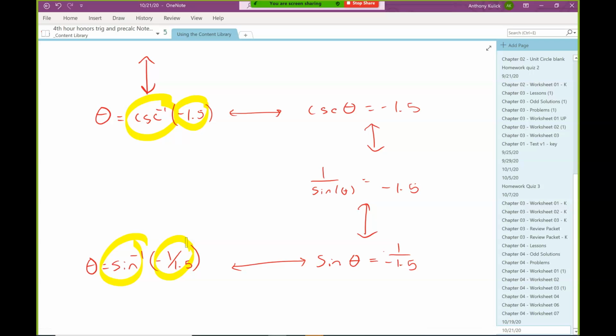No. I did that so I could justify why I changed it to sine inverse and flipped the inside part. I don't want it to seem like magic. So I wanted to show some work as to how I did that. But that's really the shortcut. So between the inverse of these reciprocal functions, you can just flip the inside and switch to the reciprocal function. It's fine.